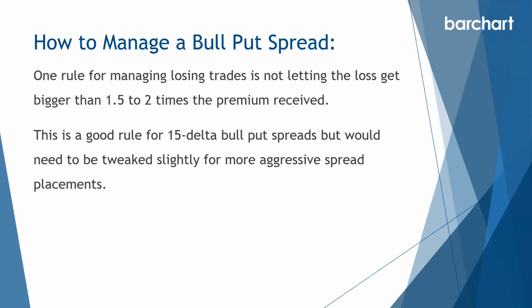One rule for managing losing trades is not letting the loss get bigger than 1.5 to 2 times premium received. And ideally, you should never let a bull put spread go to the maximum loss. So you always want to cap that loss at 1.5 to 2 times premium. This is a good rule for a 15 delta bull put spread, but would need to be tweaked slightly for more aggressive spread placement. So that previous one we looked at with Apple, that was about a 15 delta spread, and that just means that we're placing the short strike at the 15 delta.